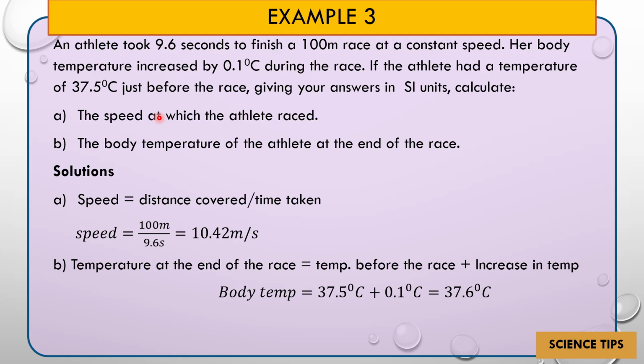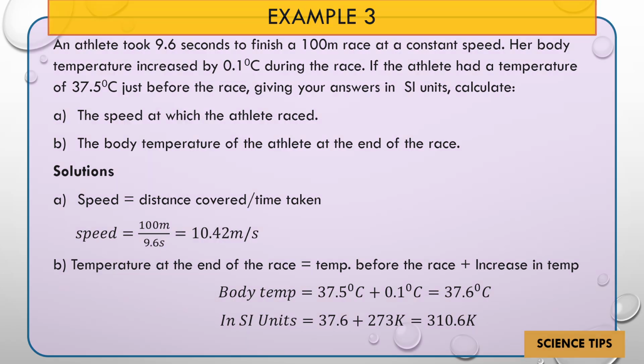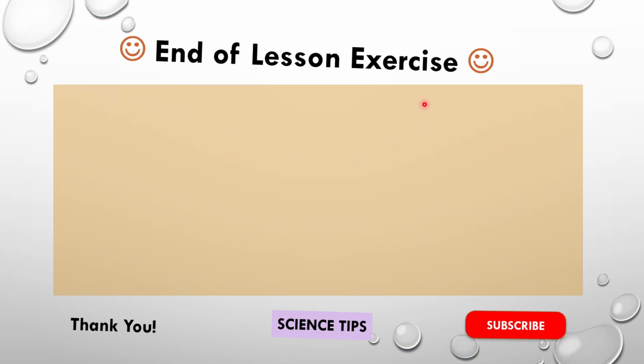But this one is not in SI units as we've been provided. We are supposed to provide our answers in SI units. Now, what we need to do is to convert from degrees Celsius to Kelvin. We need to add 273 Kelvin. So we have 310.6 Kelvin.